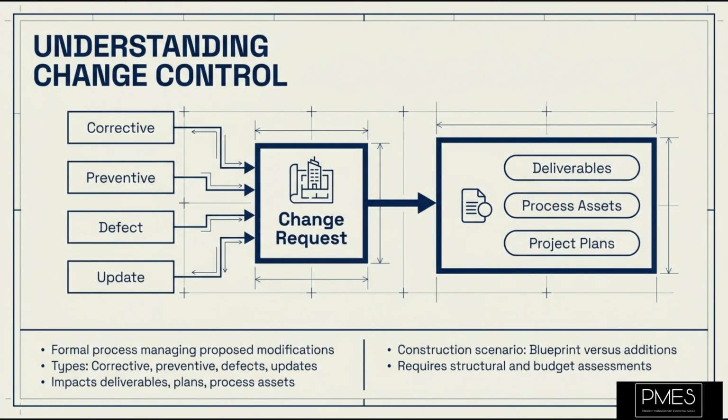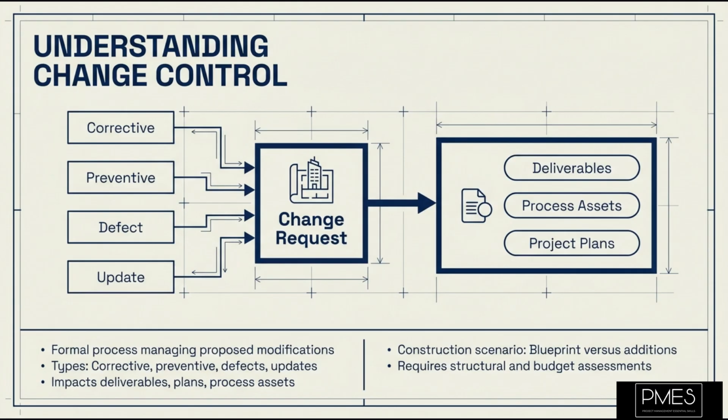Let us define what change control truly is. It is the process of reviewing all change requests, approving changes, and managing changes to deliverables, organizational process assets, project documents, and the project management plan. A change request is a formal proposal to modify any document or deliverable. These requests can be corrective actions, preventive actions, defect repairs, or updates.